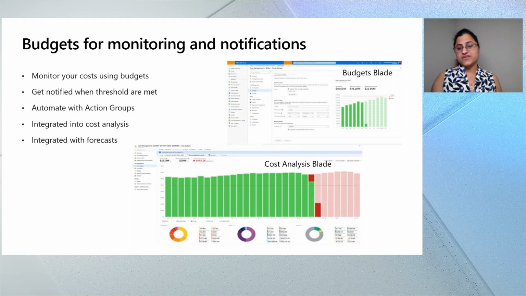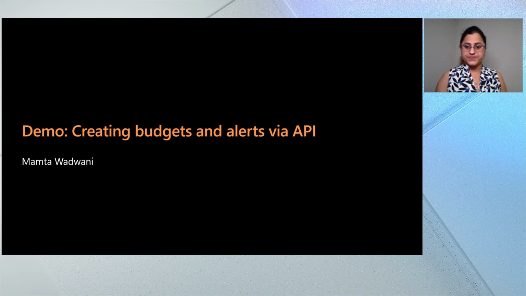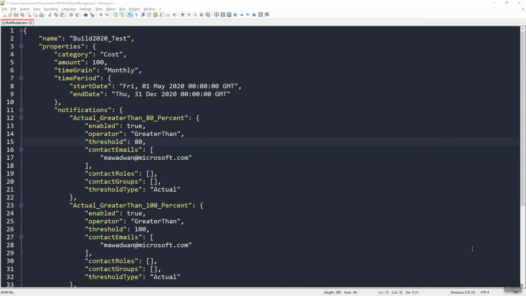Next, we have a pre-recorded video of how to create a budget using ARM client. Hello, in this demo, we will show how to create a monthly budget with filter. As you can see in the sample buildbudget.json file, the name of the budget is bill2020_test. The amount is 100 and the budget is created at the time range monthly. The period of the budget is from May 1st until end of the year, which means that this budget will be evaluated every month from May until December.